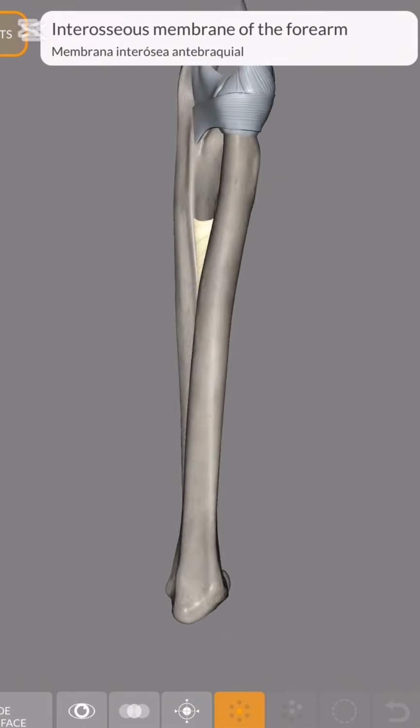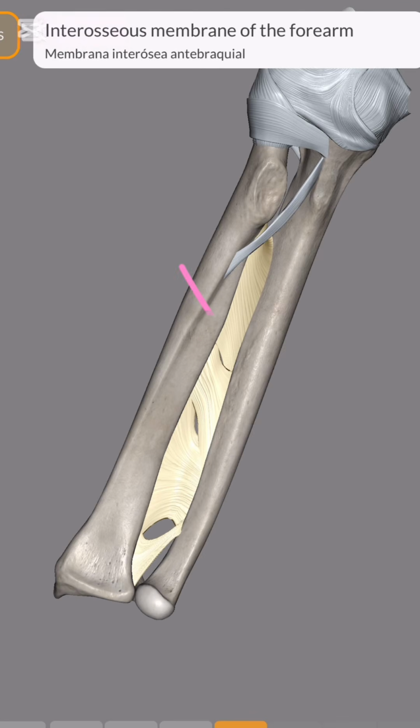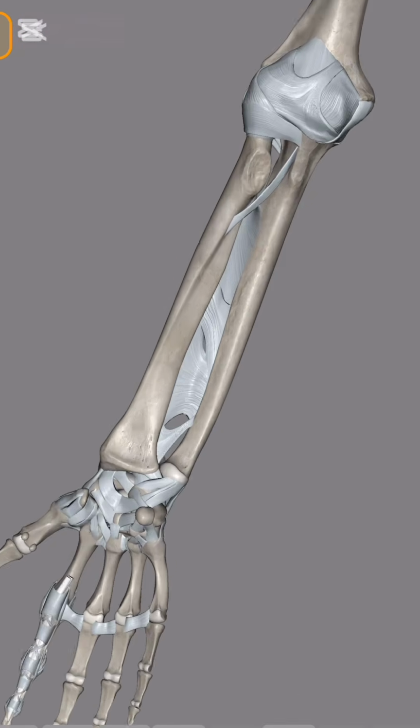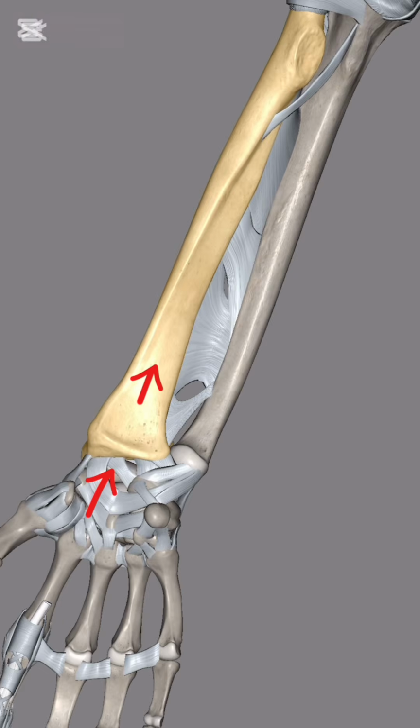The majority of fibers of the interosseous membrane run an oblique course, passing inferiorly from the radius as they extend medially to the ulna. Thus, they are positioned to transmit forces received by the radius via the hands to the ulna for transmission to the humerus.